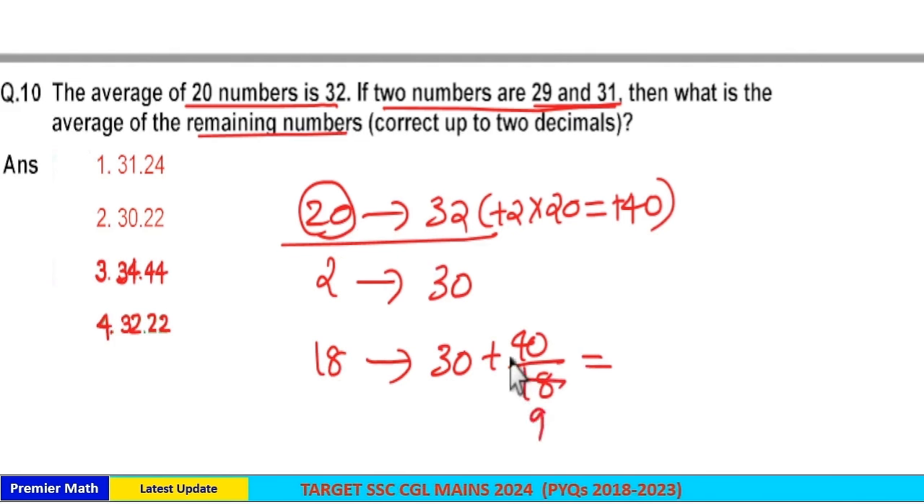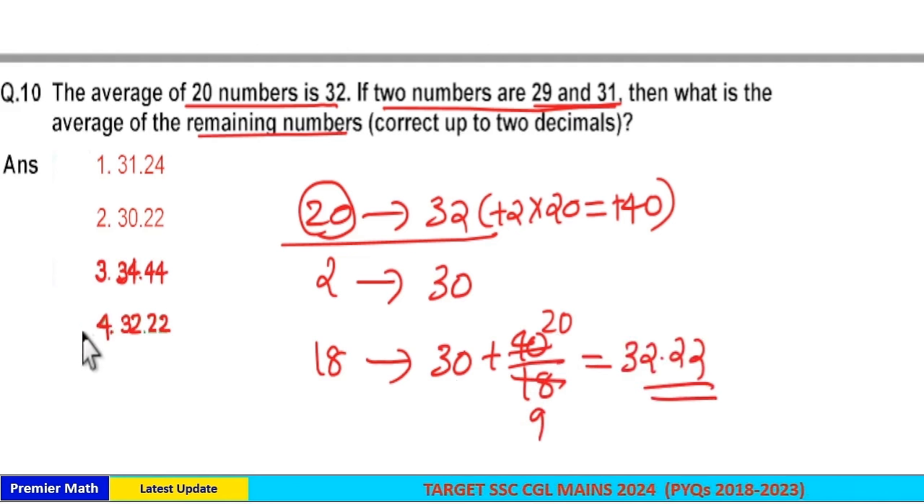2 goes 9 times in 18, 2 times in 4. 20 by 9 is 2.2. 9 goes 2 times in 20. So 30 plus 2.2 is equal to 32.2, that is your average. Option 4 is your answer.